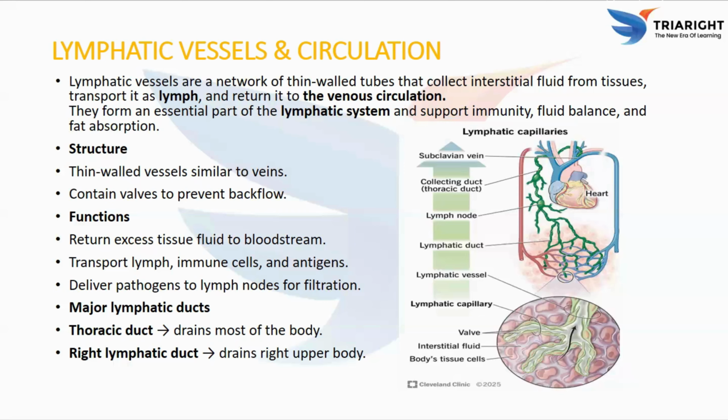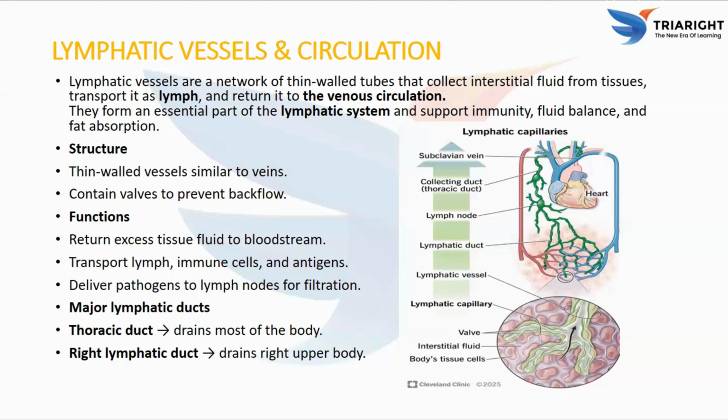So what are the major lymphatic ducts in the lymphatic vessels? Thoracic duct and right lymphatic duct. The thoracic duct drains most of the body: the left side plus both legs, abdomen, left arm, left thorax and left head and neck. These are all about the thoracic duct. It empties into the left subclavian vein.